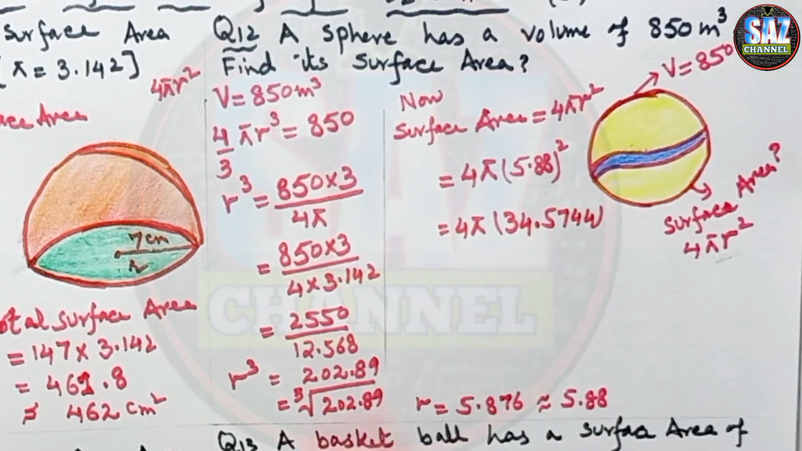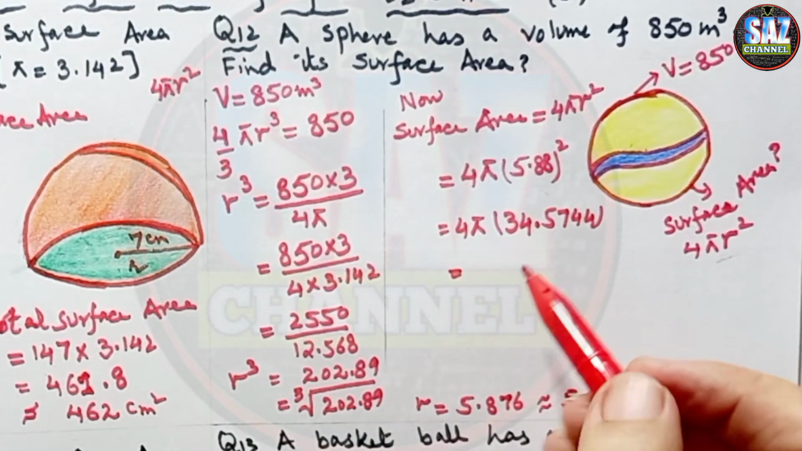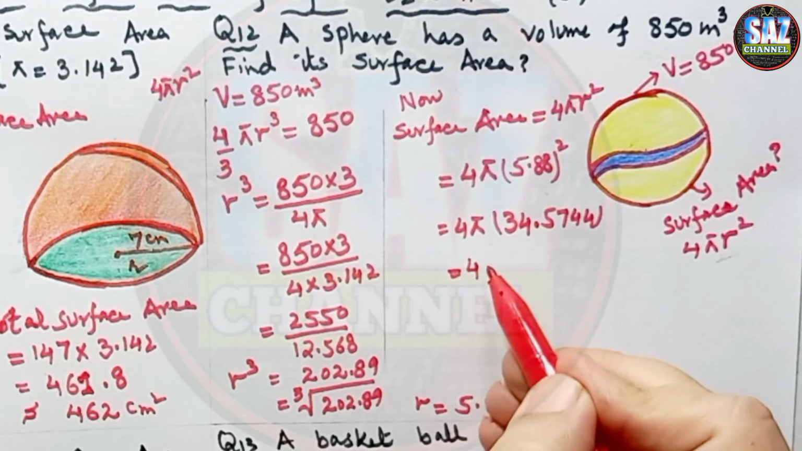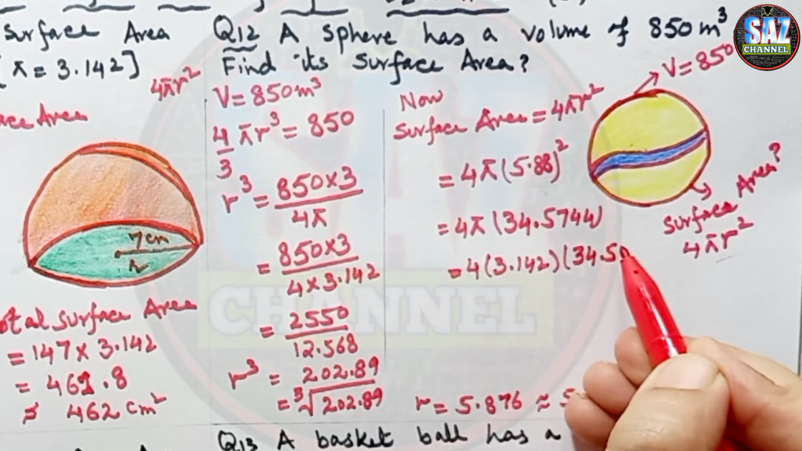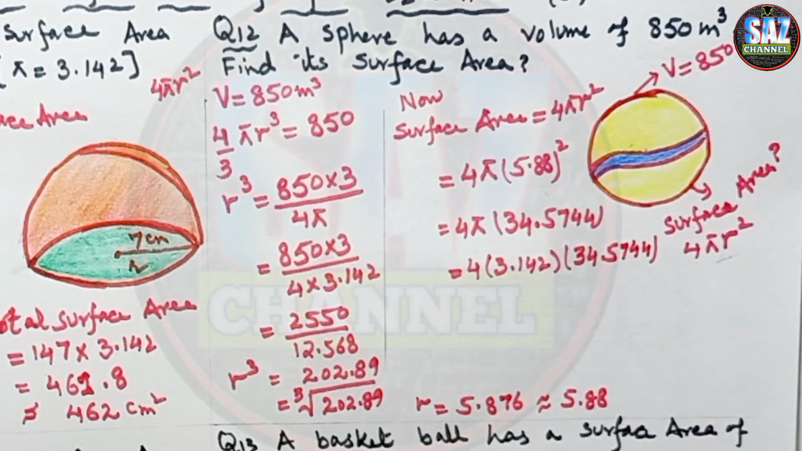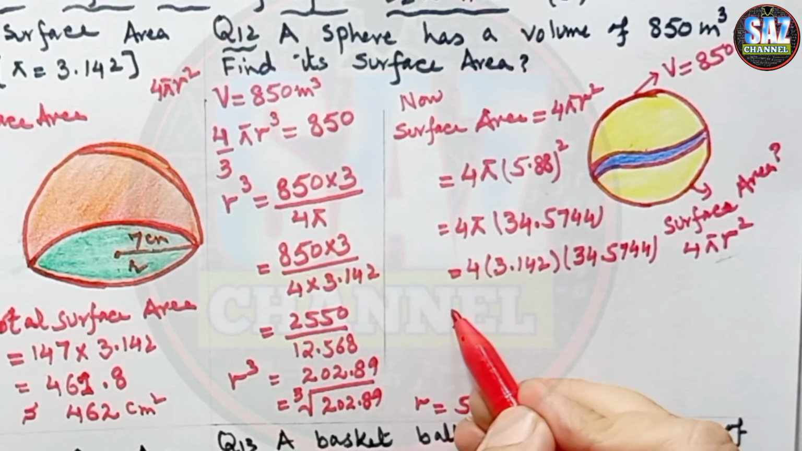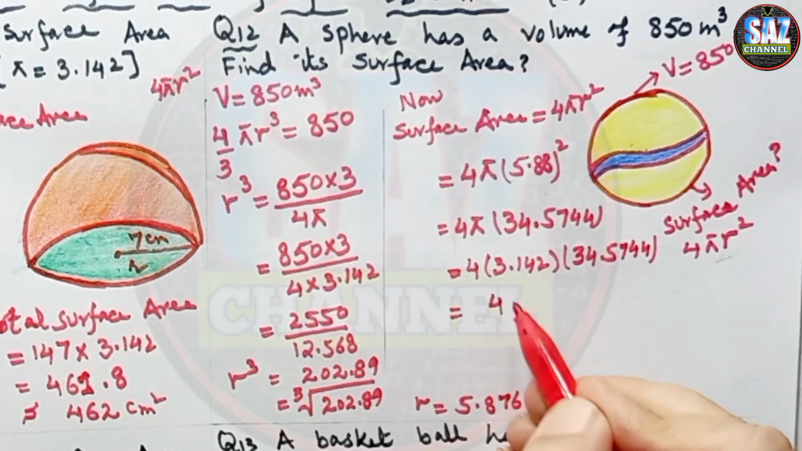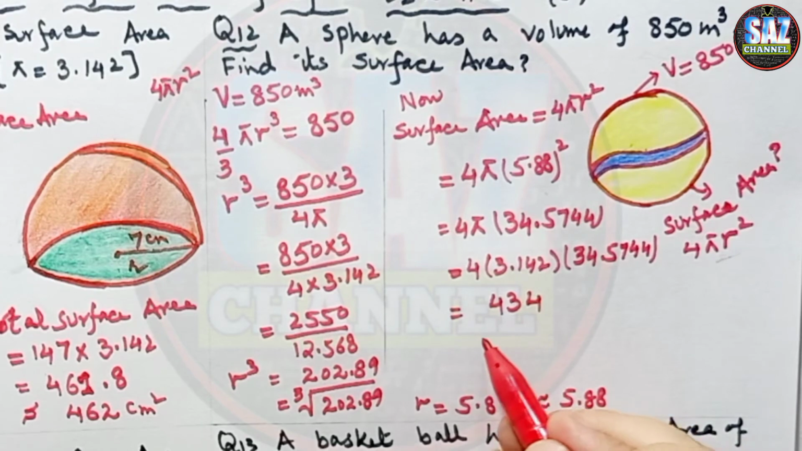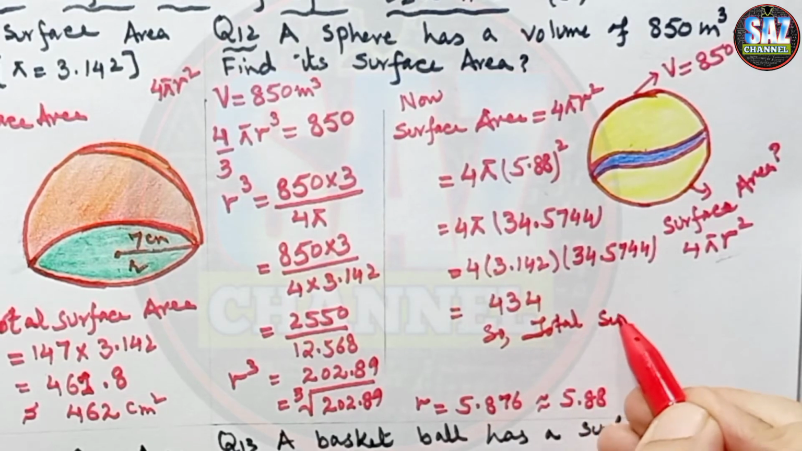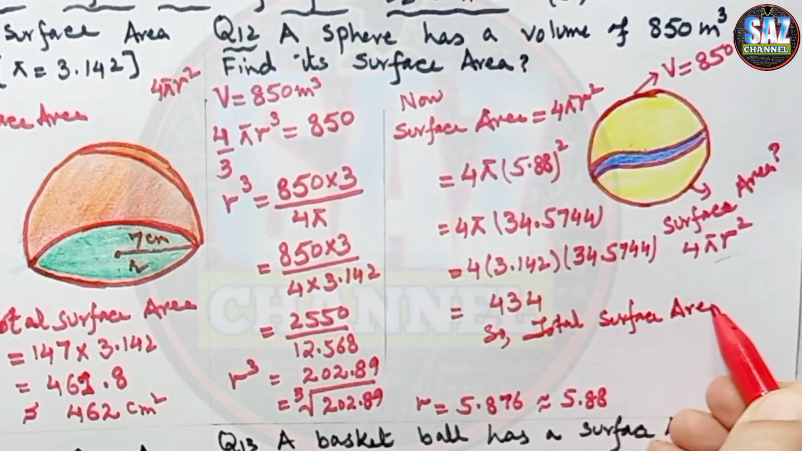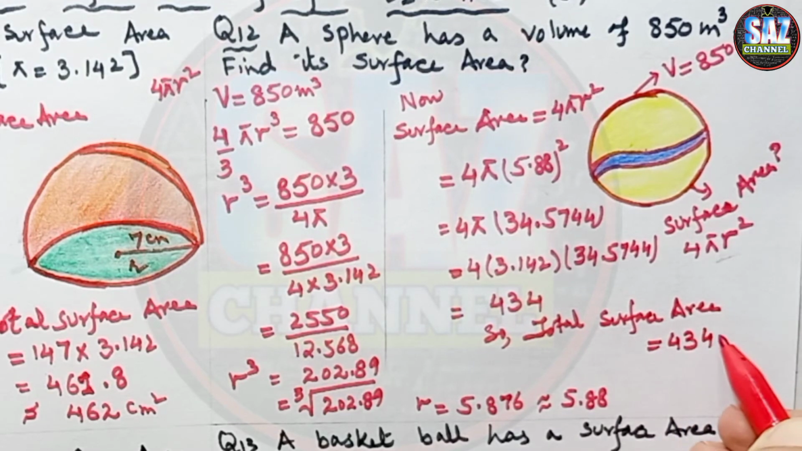Okay, now I have to multiply all these factors, and the value of pi is 3.142. 4 multiplied by 3.142 multiplied by 34.5744. Multiplied by 3.142 and multiplied by 4, this gives me 434. Okay, so total surface area equals 434 centimeters square.